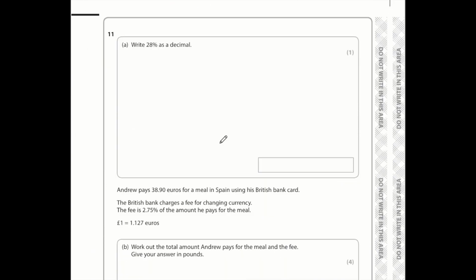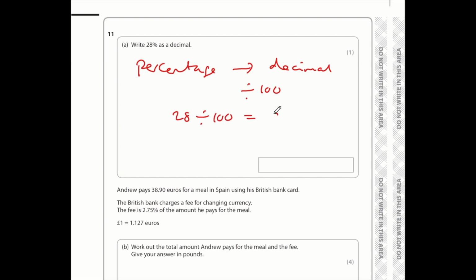Write 28% as a decimal. To convert a percentage to a decimal, just remember, you are dividing by 100. So 28 divided by 100, and that is 0.28.